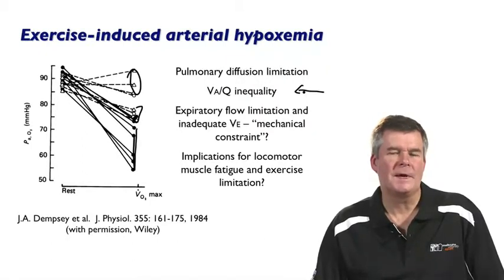Whatever the cause, and as I said, most likely the pulmonary diffusion limitation is the most likely reason. This desaturation does have implications for locomotor muscle fatigue and exercise limitation because it can reduce the amount of oxygen that's delivered to the contracting limb skeletal muscles.